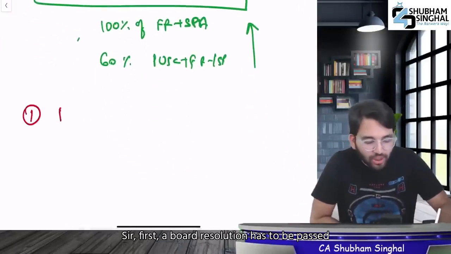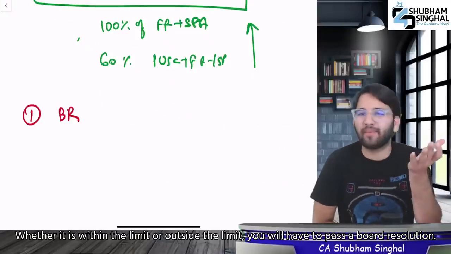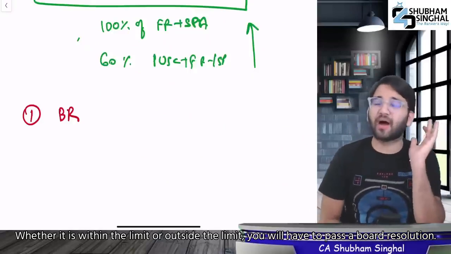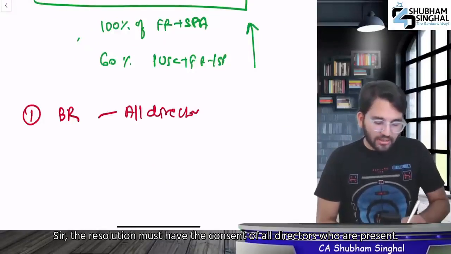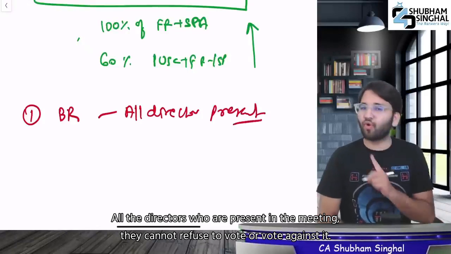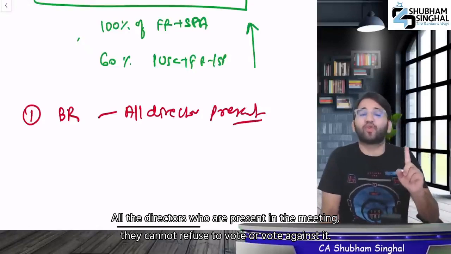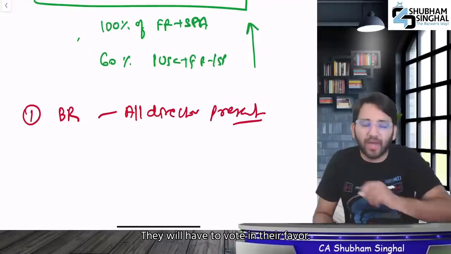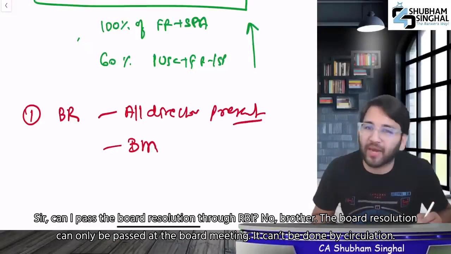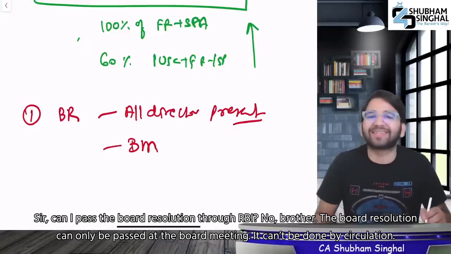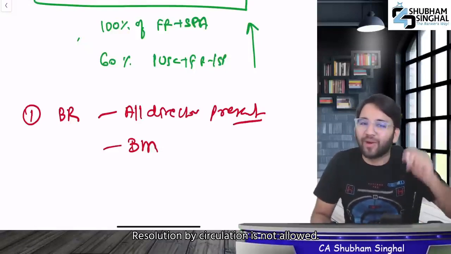First, a board resolution has to be passed. Whether it's within the limit or outside, you have to pass a board resolution. And the resolution must have the consent of all directors who are present. All the directors present in the meeting cannot refuse to vote or vote against it. They will have to vote in favor. Can I pass the board resolution through circulation? No, a board resolution can only be passed at a board meeting. Resolution by circulation is not allowed.